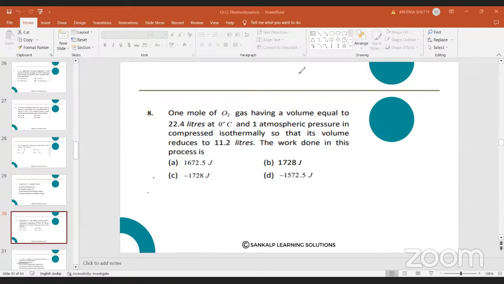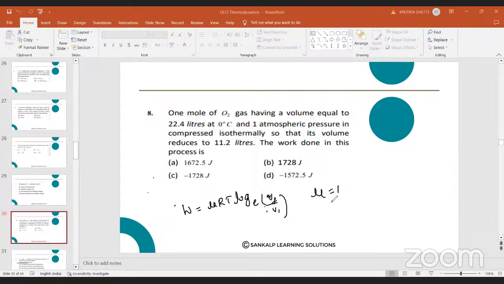That is given by work done is equal to nRT, or we can take it as mu RT log to the base e V final upon V initial. That is the work done expression. So you can substitute all the values here.